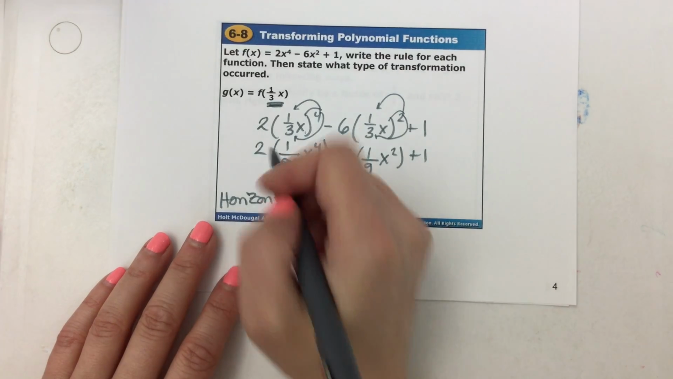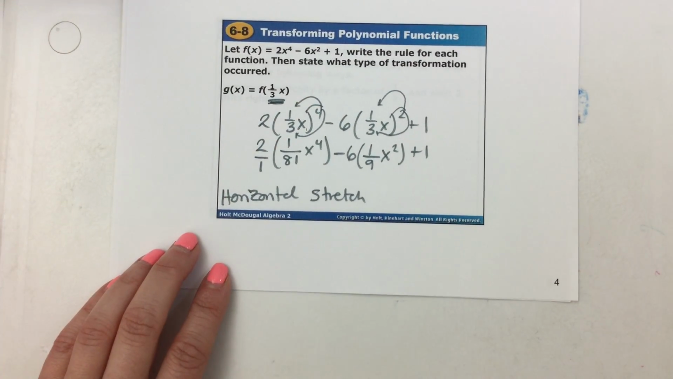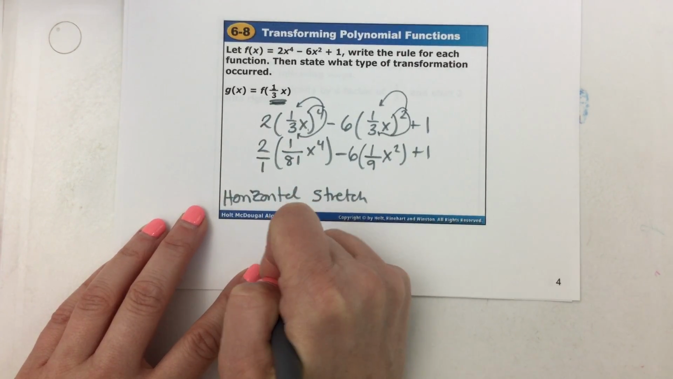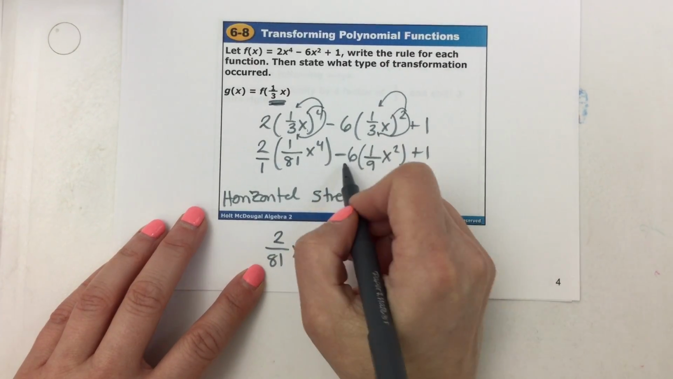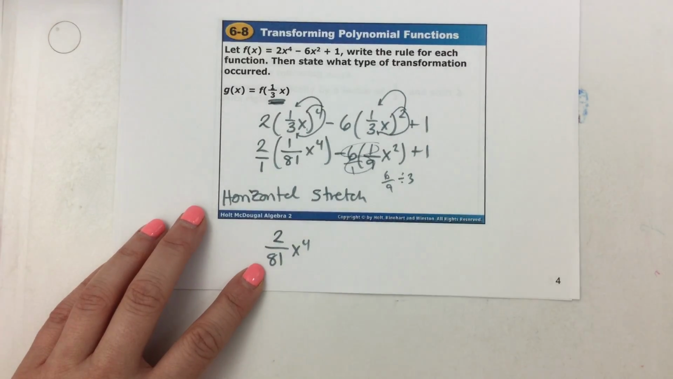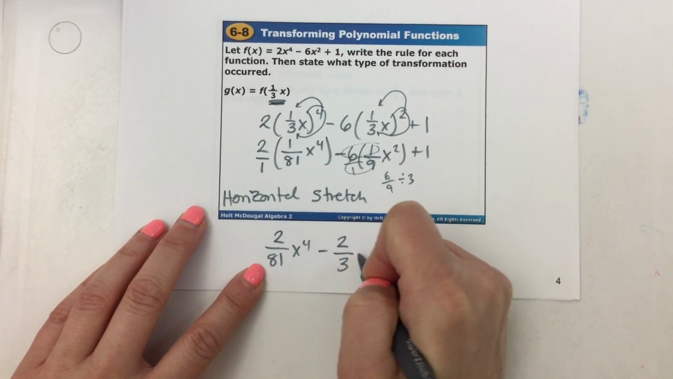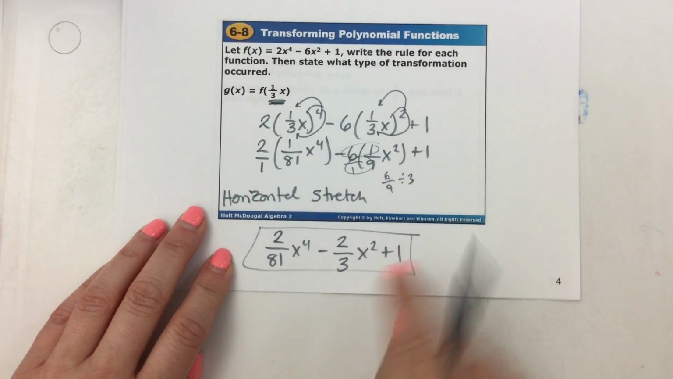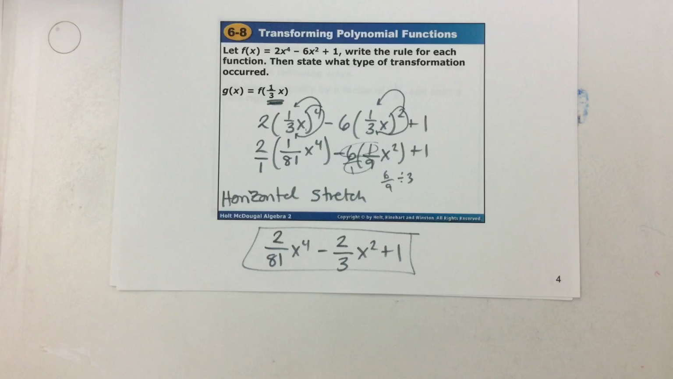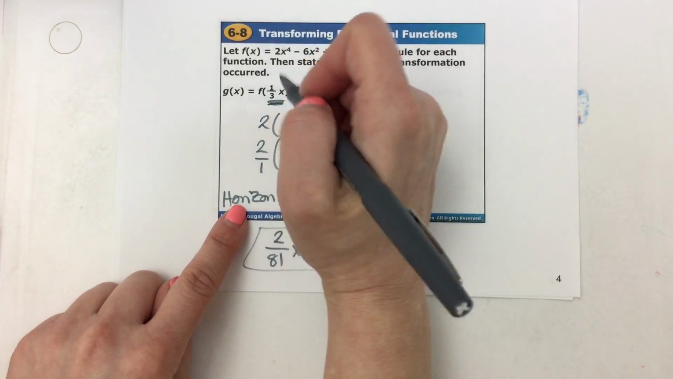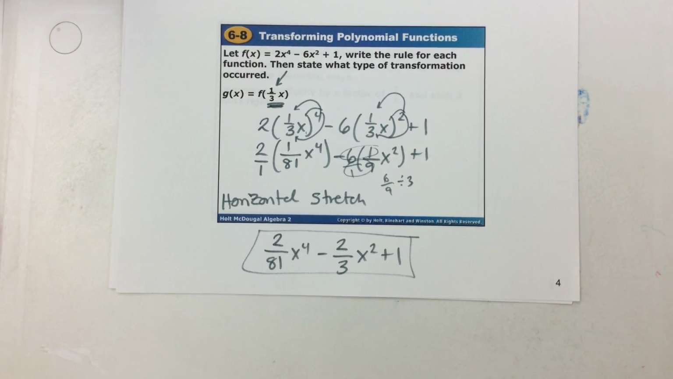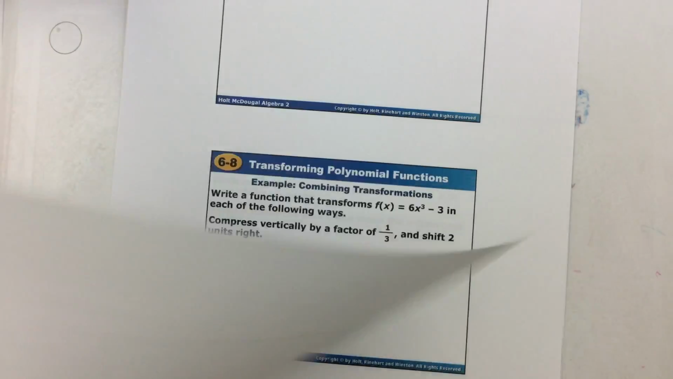Now what we have to do is realize that this 2 is a fraction. It's like 2/1. When you multiply fractions, it's top times top, bottom times bottom. So this would become 2/81, x to the power of 4. Now when I multiply this, I end up with 6/9. Well, I can divide both top and bottom by 3. So this would reduce to 2/3 x squared plus 1. Again, when the change is inside of parentheses, you replace the x with whatever was inside the parentheses. This is a horizontal stretch because when you're multiplying to just the x in parentheses, to see if it's a stretch or a compression, you do the reciprocal of the number.